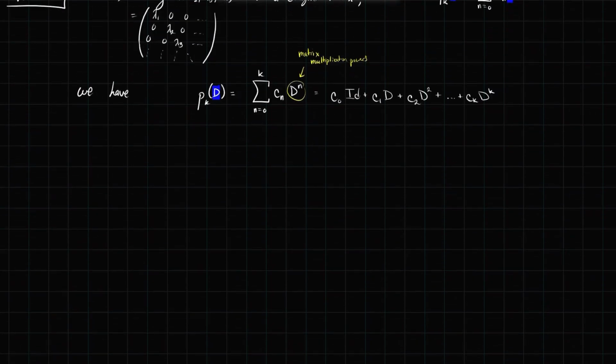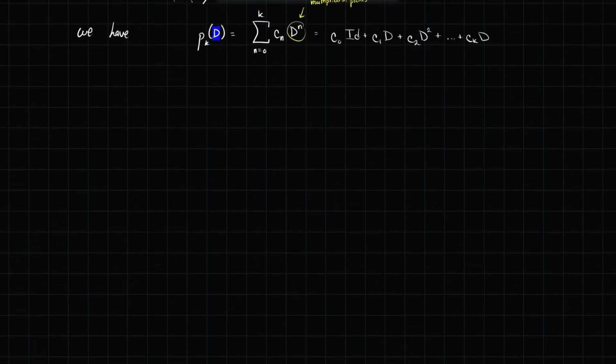We can compute this object incredibly efficiently as the diagonal of the polynomial on each of the inputs. Or rather, written as a diagonal, the polynomial on lambda 1, 0, 0, 0, polynomial on lambda 2, 0, 0, 0, polynomial on lambda 3, and so on.